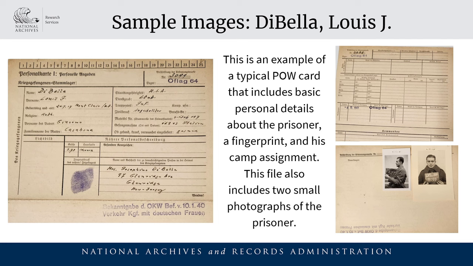First, let's look at this example of a POW card for Louis or Louis J. de Bella. You can see the basic layout of the form here. Although there are some incomplete spaces on the back of the card, most of the information provided here is fairly complete. This card includes personal details, military service data, contact information for next of kin, and camp assignment, which in this case is OFLOG 64. You can also see the fingerprint and photographs on this record.